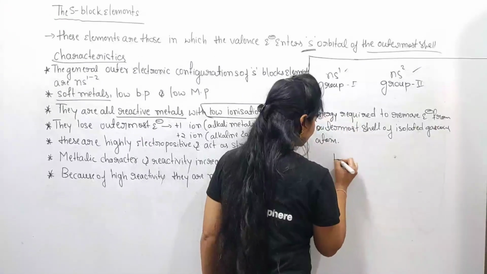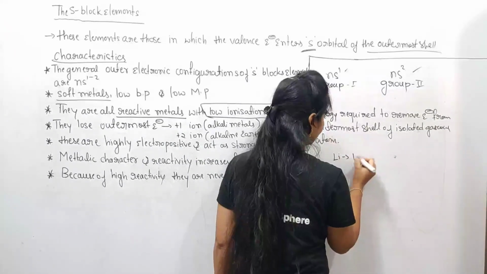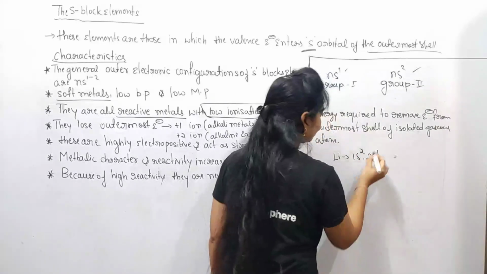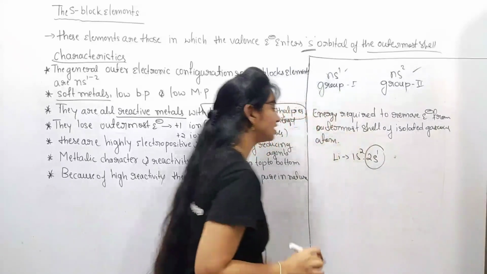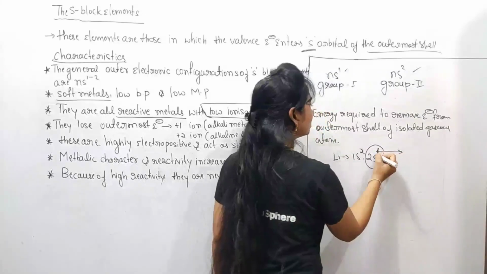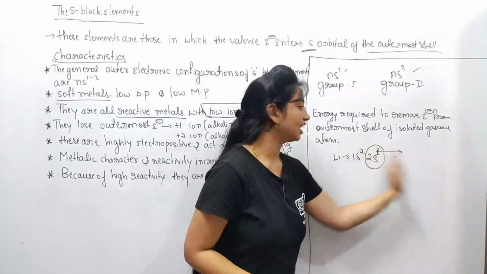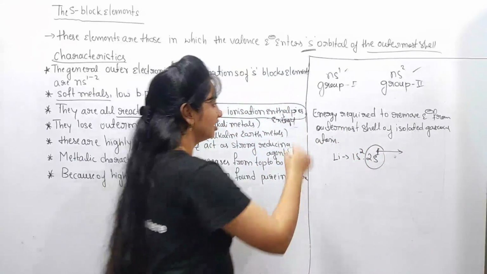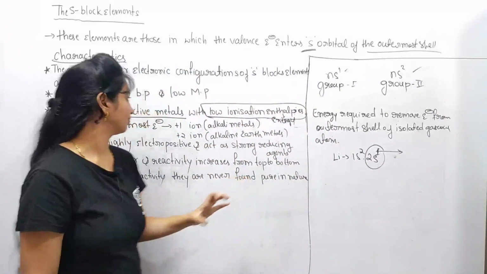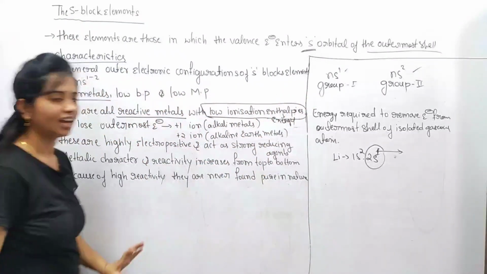Consider this is lithium. In lithium we have 1s2, 2s1. We have one electron in its outermost shell. To remove this electron, how much energy is required? This is called ionization enthalpy or ionization energy. So the S block elements have a low ionization enthalpy.